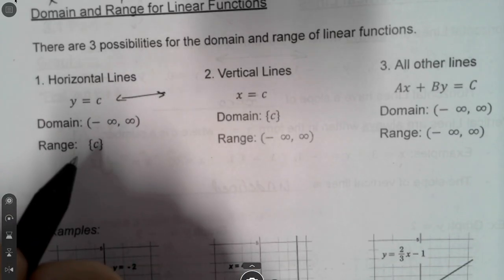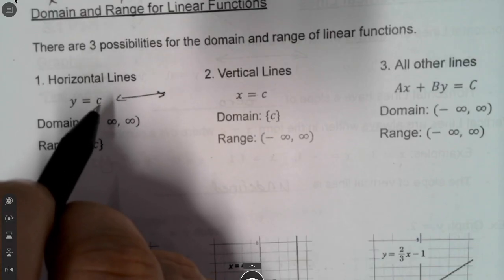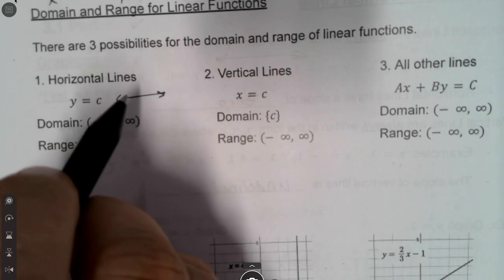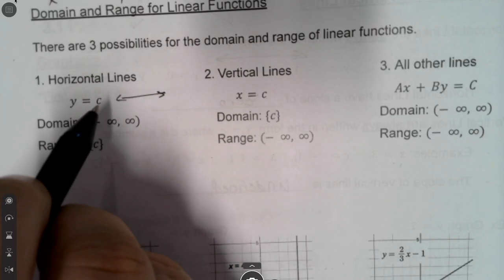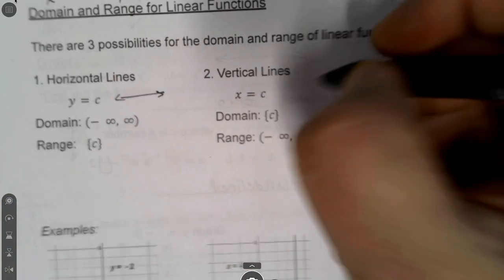But the range, that's how high and low it goes, is just whatever this number is. Because think about a horizontal line, it never goes up, never goes down. It just stays at one number all the time. So whatever number it's equal to, that's your range. And vertical is just kind of the opposite.